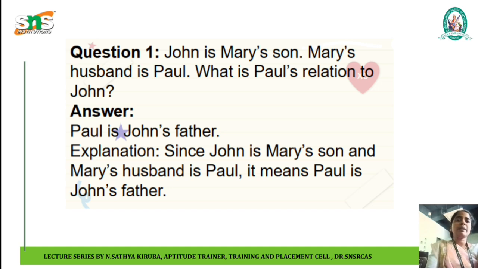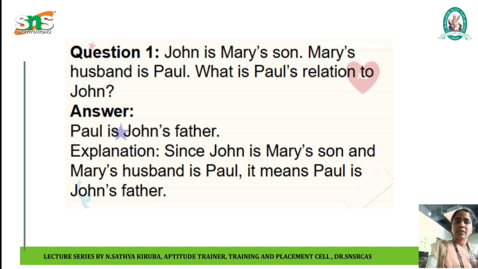You can answer in this way. First, John is Mary's son, which means John will be in the down generation, the second generation. Mary will be in the first generation, and Mary's husband is Paul, so Mary and Paul will be given together. So what is Paul's relation to John?